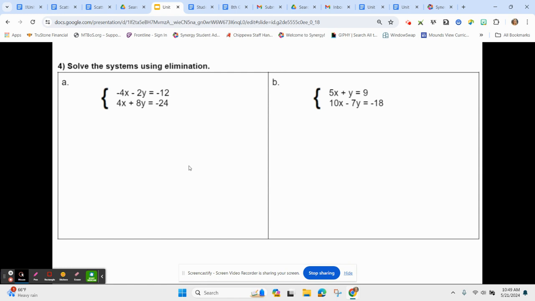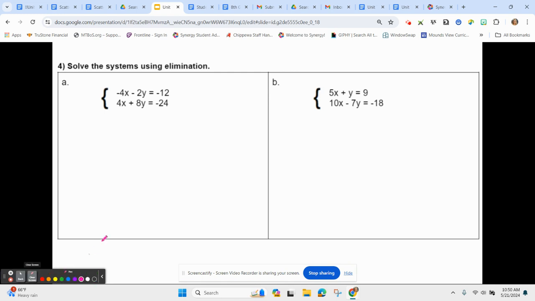Moving on to our next one, problem 4. Problem 4 is elimination. And problem 4, I've got a couple of them. I've got what I would call an easy one, and then I've got one that takes a little bit more work. So let's start with letter A.